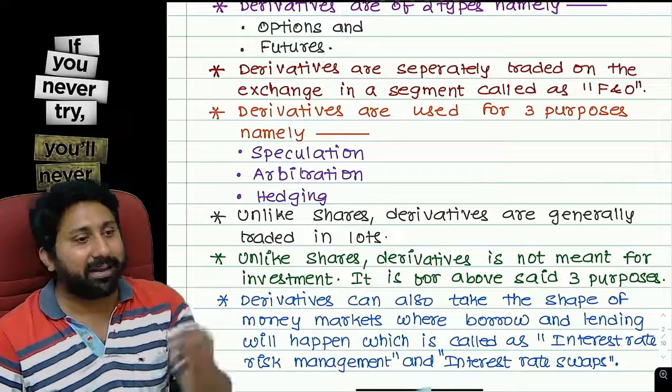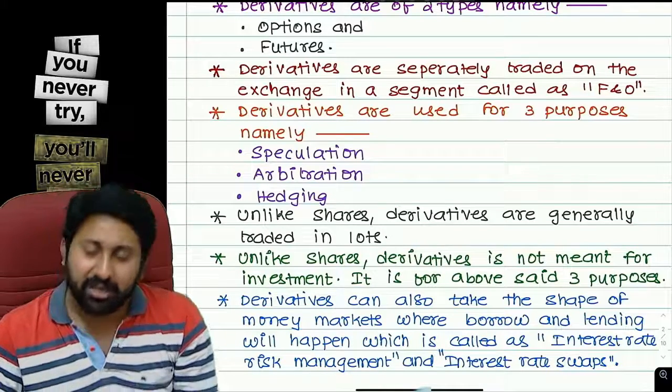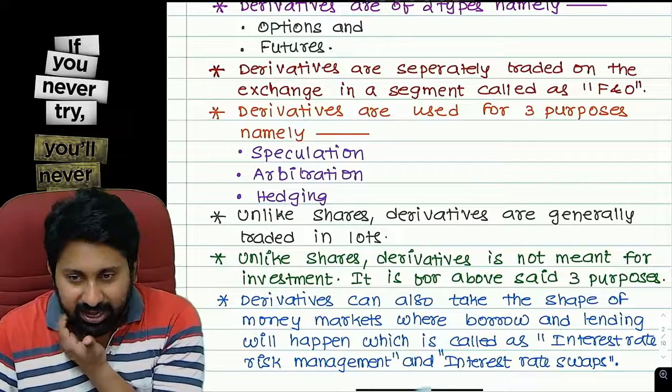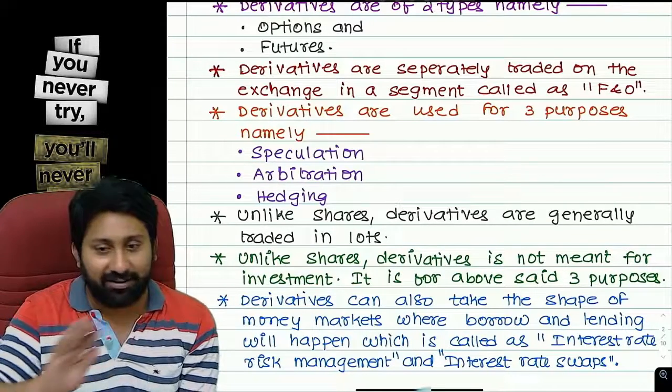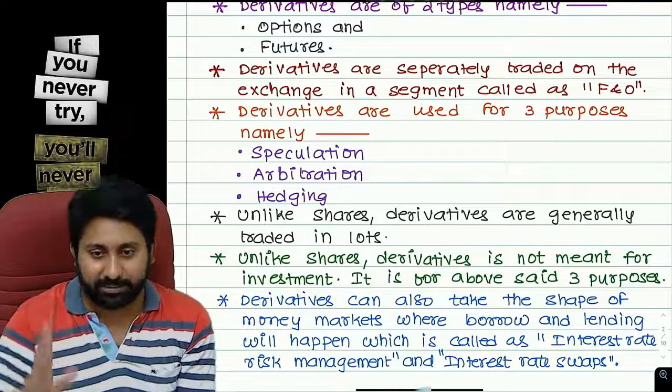Okay. Next, unlike shares, derivatives are generally traded in lots. Means you can't buy one share or two shares in an option. You need to do everything in bulk. Unlike shares, derivatives are not meant for investment. They are for the above said three purposes only.